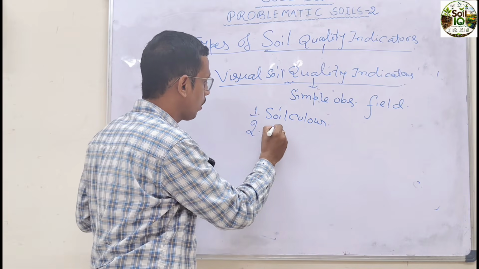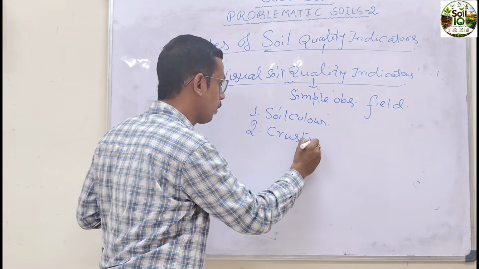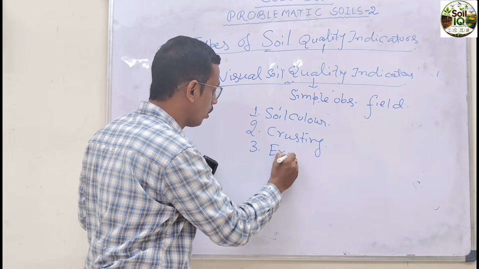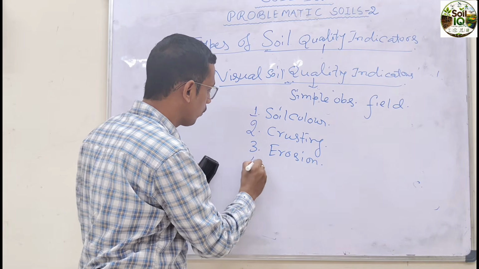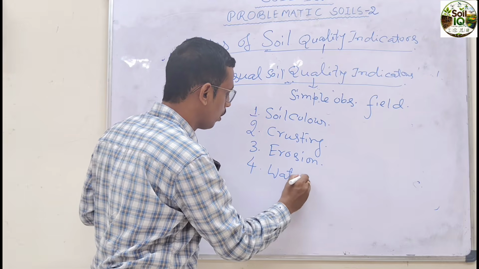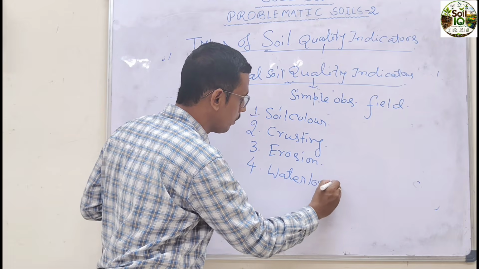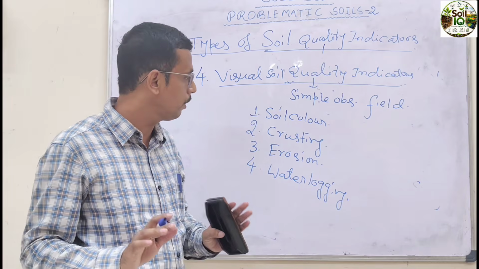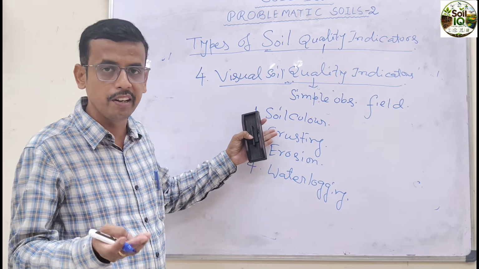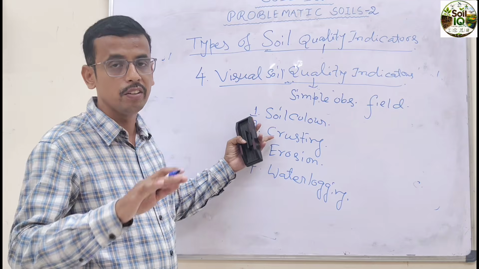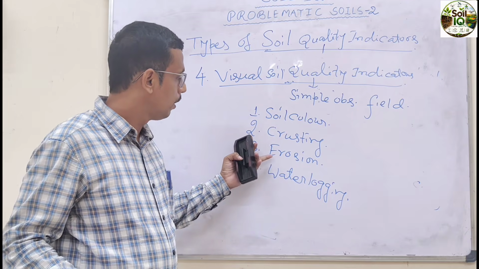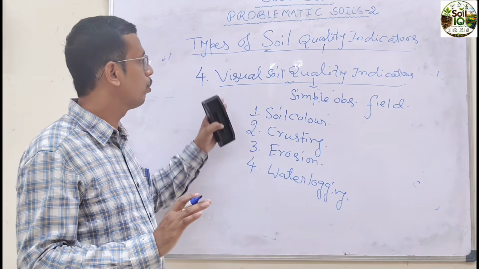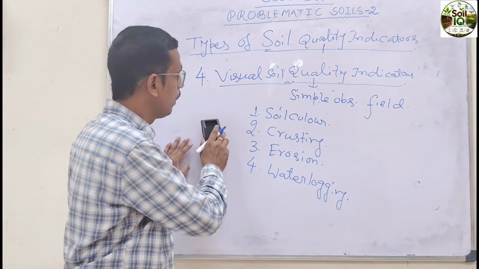Then coming to the crusting, you can also see crust with your naked eyes. Soil erosion, you can see it. You can see the waterlogging conditions. So all these come under the visual soil quality indicators. You can identify the color, this red color, bluish color, crusting. This is a thin layer on the soil. Erosion, waterlogging, all these conditions you can visually notice. So these are visual soil quality indicators.